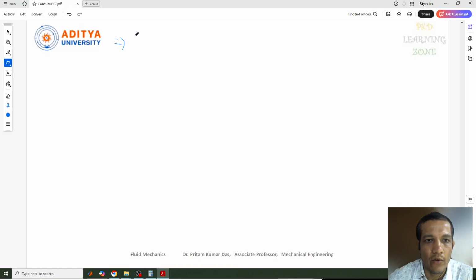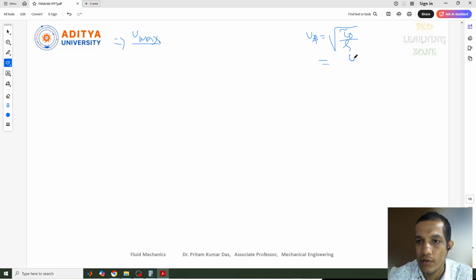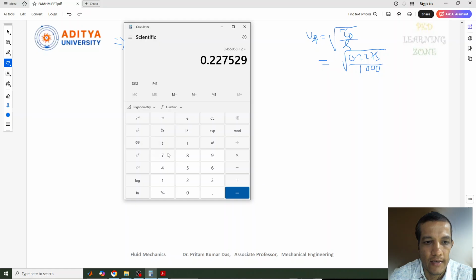Again, the value of u max needs to be calculated. The u star value is not given, so we need to find out u star. U star equals the square root of tau naught by rho. Tau naught we have just calculated, 0.2275. So this is 0.2275 divided by rho, and rho is 1000. So root over of this, which we can also calculate here: 0.0002275, root over of this.